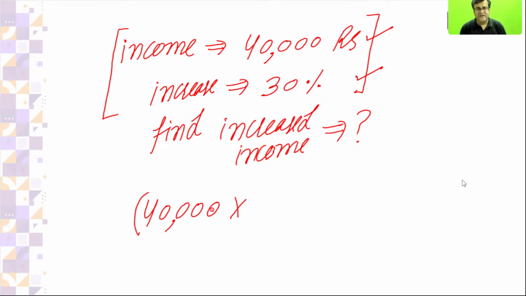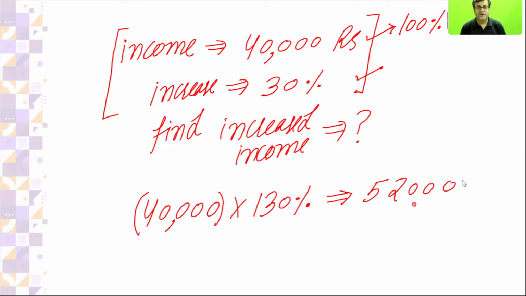40,000 is the income. The value itself is 100%. If 30% is increased, the value will be 130%. Is the point clear? If a value increases by 30%, the value will become 130%. So 130% of 40,000 means 52,000 rupees in total.